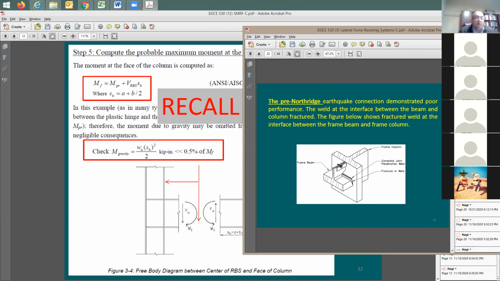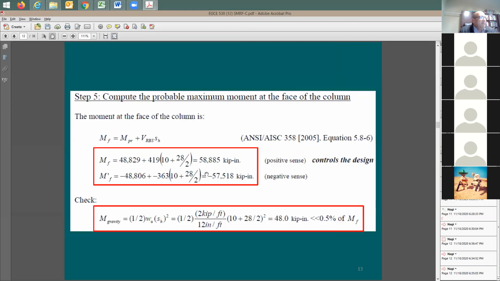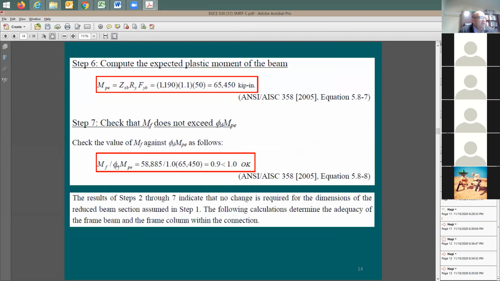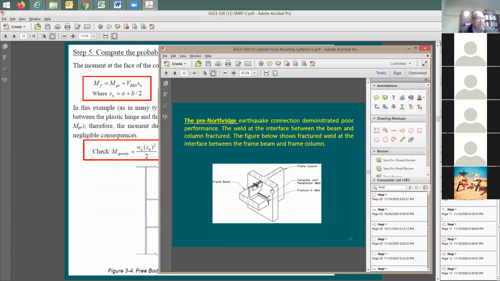This is actually a very good question. Let's say for one of the exams, I can ask that I was doing some analysis, and all of a sudden, this moment at the face of the column turned out to be lower than the capacity. What capacity? The capacity of the beam itself. So what does it mean for you? What is the expected damage? It's going to be cracks here in the weld. Why? Because you pushed the plastic hinge to happen at the face of the column.